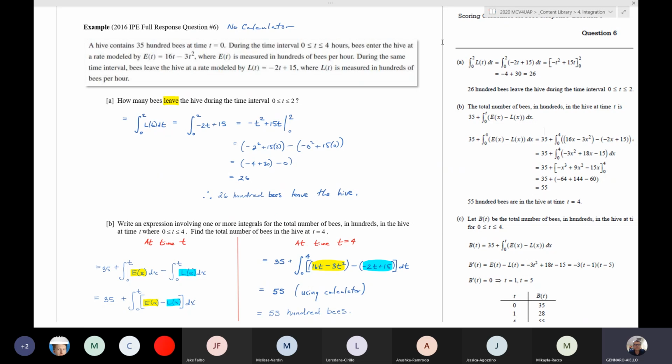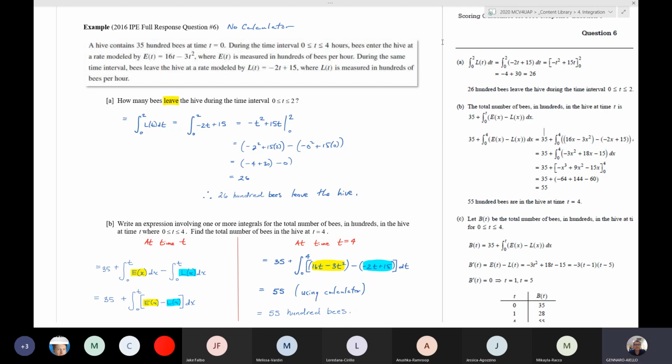Okay, so this example here is another full response question similar to what you'll see on your AP exam. It comes from a practice exam in 2016. And this is a real good example because it ties together multiple concepts from the course, not just integration, but you'll see how we can bring into this type of question, how do I find the absolute maximum and absolute minimum value of a function?